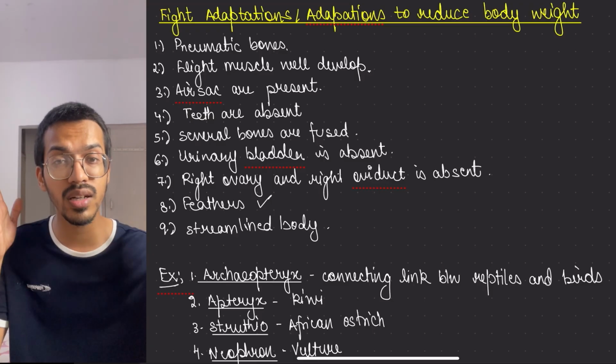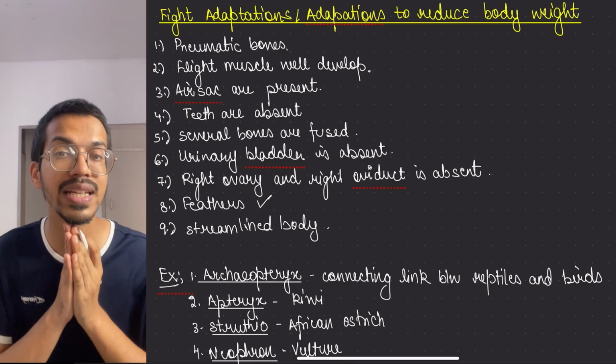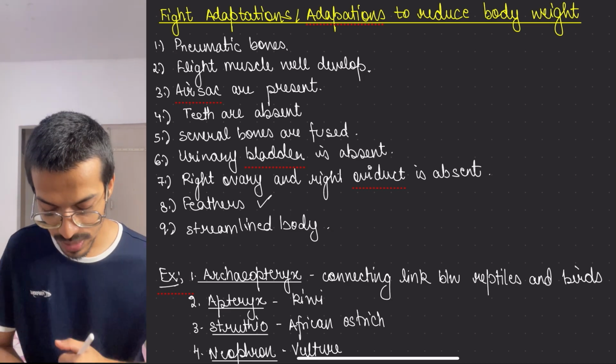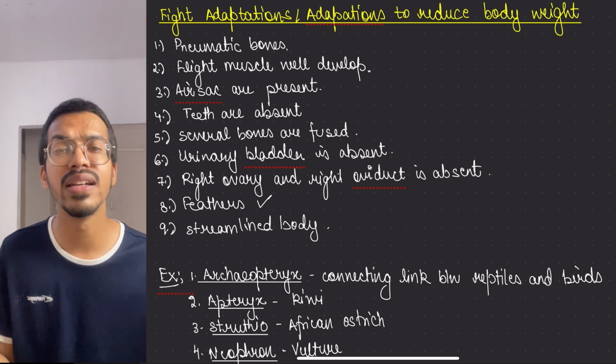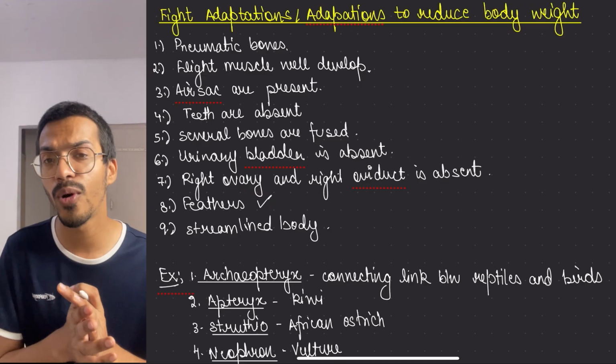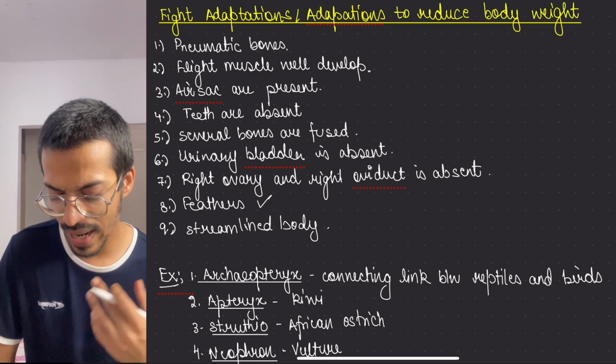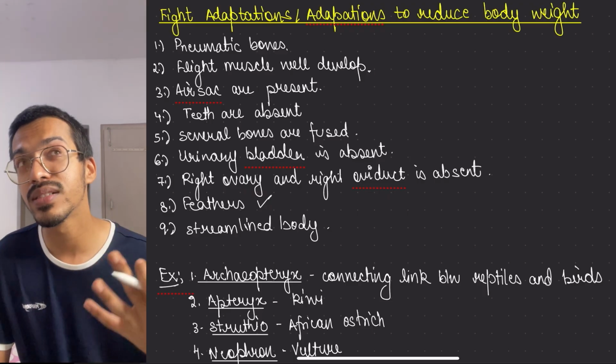If you have seen, the plane's design has been taken from the bird's design. So their body is streamlined. Feathers are there. Fewer organs are there in their body, like the right ovary is not there, the right oviduct is not there. Teeth are absent in them. Flight muscles are well developed.